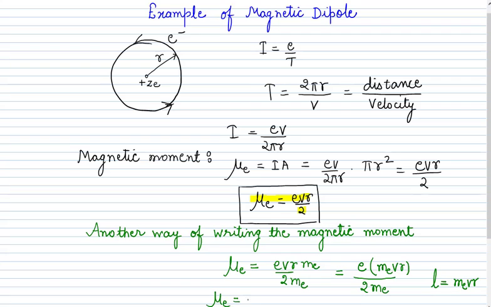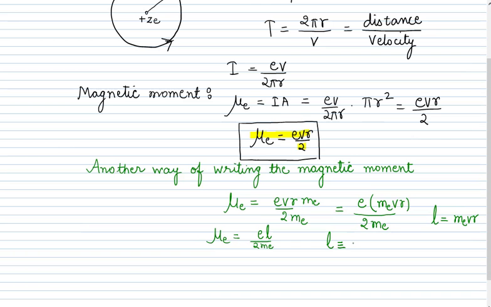So this mu e will become e into L upon 2me. And what is L? L is the orbital angular momentum of the electron. So for a positive charge, mu is equal to eL upon 2me, and when you write it for the negative charge of the electron, it will be minus e upon 2me multiplied with the orbital angular momentum. And why do we have this? Because this orbital angular momentum L is directed opposite to the magnetic moment. There is a negative sign between these two, so the orbital angular momentum of the electron and the magnetic moment of the electron are in the opposite direction. But for a positive charge, mu is equal to e upon 2me into L, which means they have the same direction.